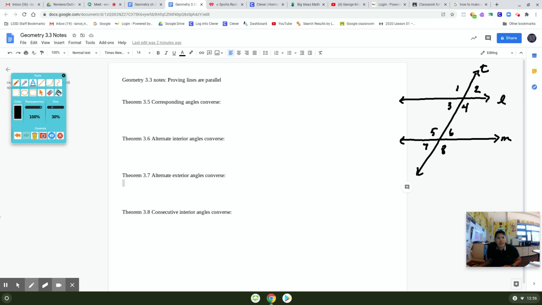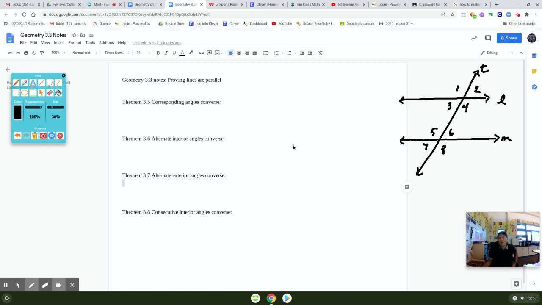Okay, this is geometry 3.3, proving lines are parallel. It's pretty similar to 3.2, parallel lines and transversals, except now we actually don't know that the two lines are parallel. We want to show or actually prove that they're parallel. So there's actually 4 different ways that you can show or prove that the lines are parallel. Basically, we're just taking the converses of the 4 theorems from 3.2.